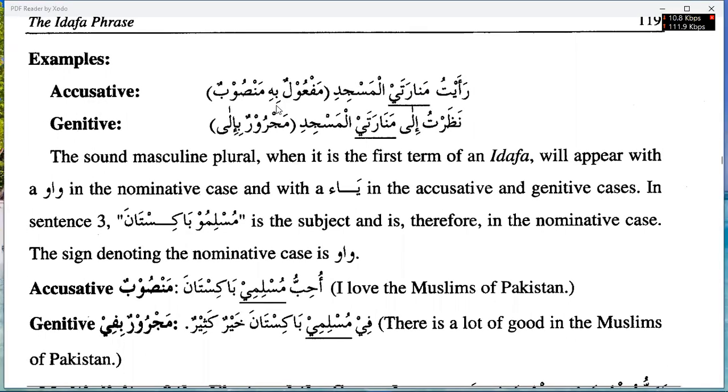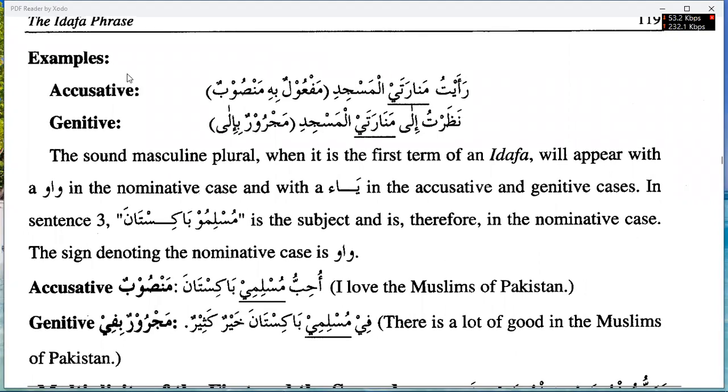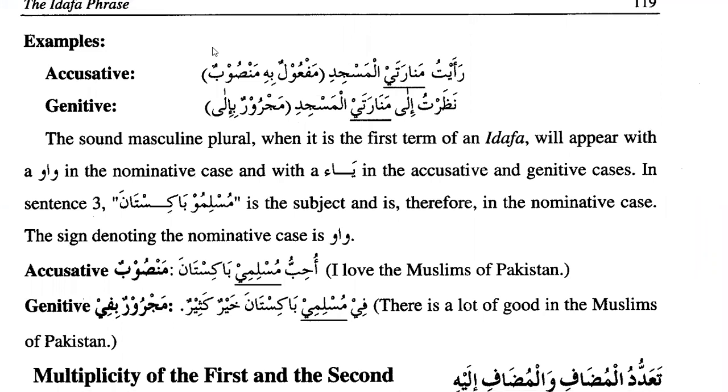So next student we have is Miss Fozadana. Read these examples. Example, accusative. Ra'aitu manaratai al-masjidi, maf'ul bihi mansub. Genitive. Nadhartu ila manaratai al-masjid, majrur bil majrur bihi.